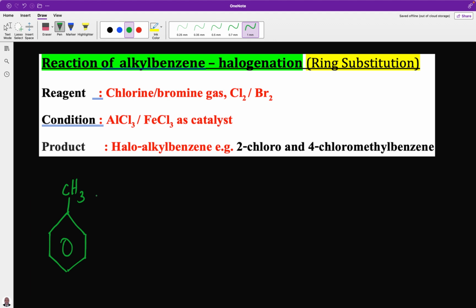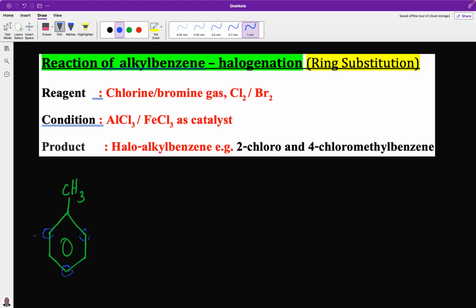It will activate the ring, and it will activate the ring at the positions 2, 4, and 6. These positions here, this is what is going to happen. The positions here, 2, 4, and 6.